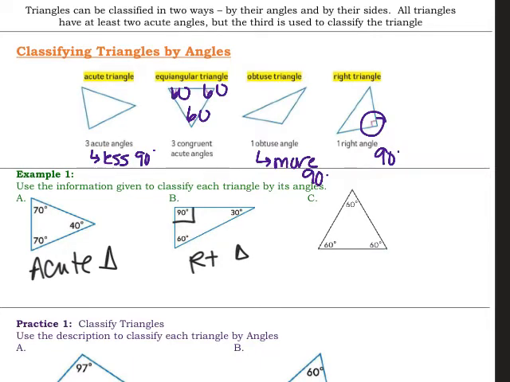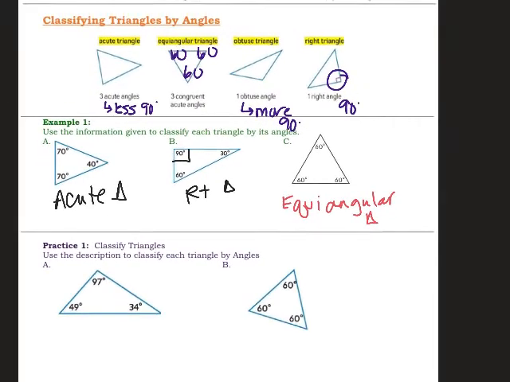All right, look at the last one. What do you think the last one would be? Equiangular. They're all less than 90, but they're all what? 60 degrees. So this one is your equiangular triangle. Equiangular sounds like they put equal and angles together, right? That's what it means. All right, so I'm going to give you guys a moment to try practice 1. You just have 2 to identify.